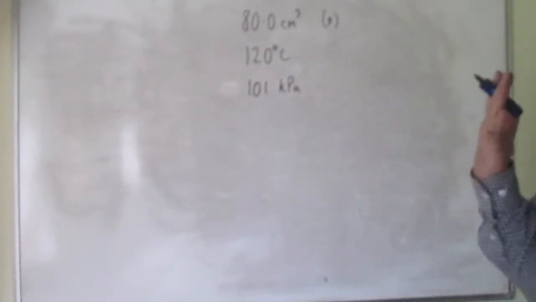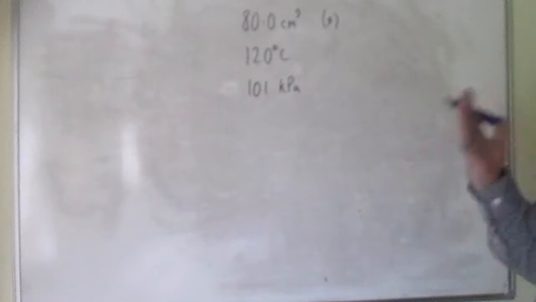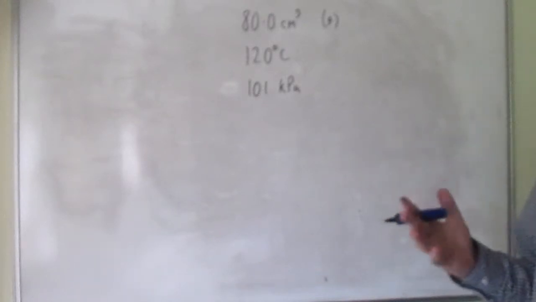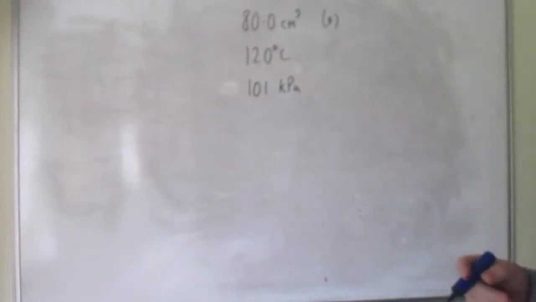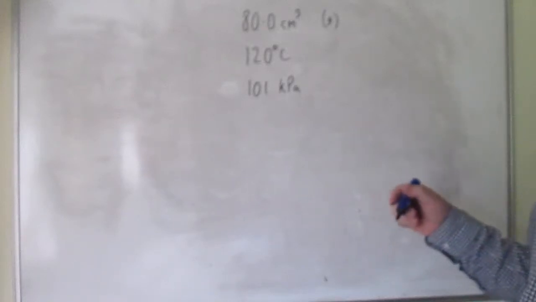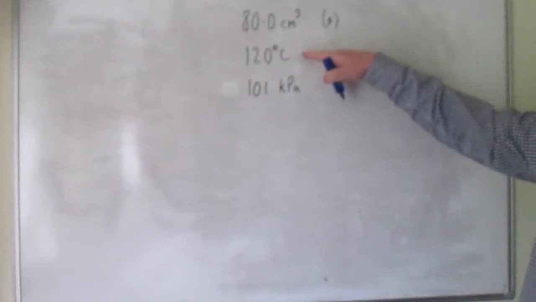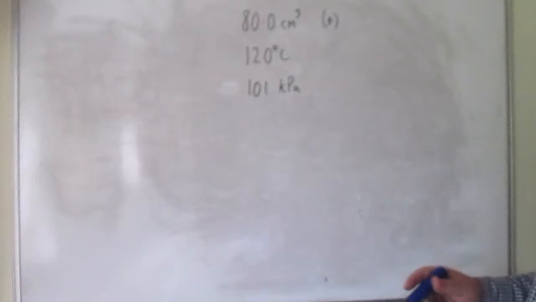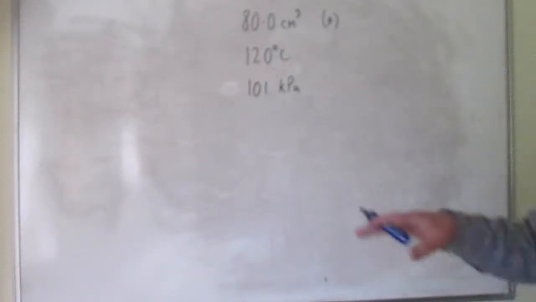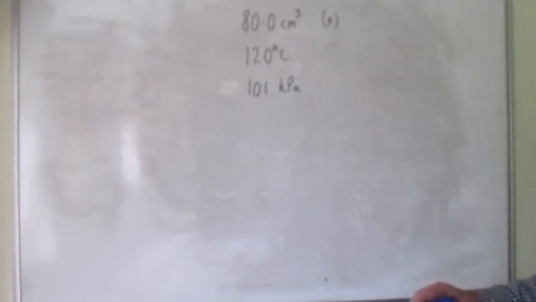So obviously, if you want to calculate the number of individual molecules, first you have to calculate how many moles you have, and then you can turn that into the number of molecules. So the key to that, as soon as you see that you're given temperature and pressure, you use the ideal gas equation. You can't use 24 here because this is not room temperature.